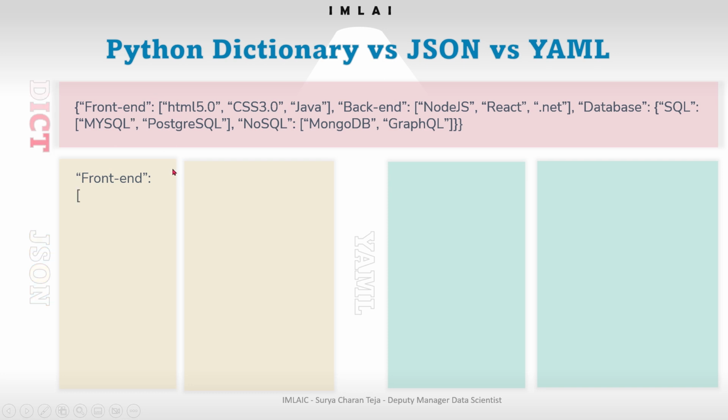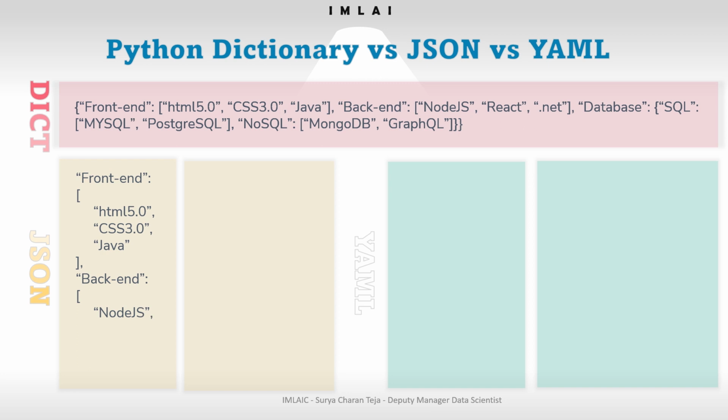For that you put your square bracket here, and all the items in that list should be added with indentation. So HTML 5.0, CSS 3.0, and Java the same, and then close the square bracket, and then another key, that's backend.